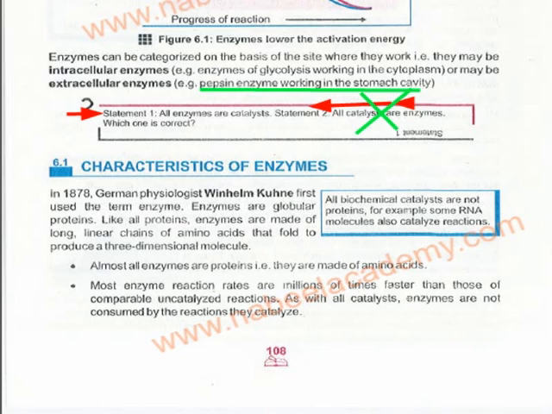Now we come towards the characteristics of enzymes. You must know about the history of the enzymes: Wilhelm Kuhne was the first German physiologist, in 1878, who used the term enzyme. These are globular proteins. Globular means they are in a circular structure, and they are proteins. Like all proteins, they are made up of long linear chains of amino acids.